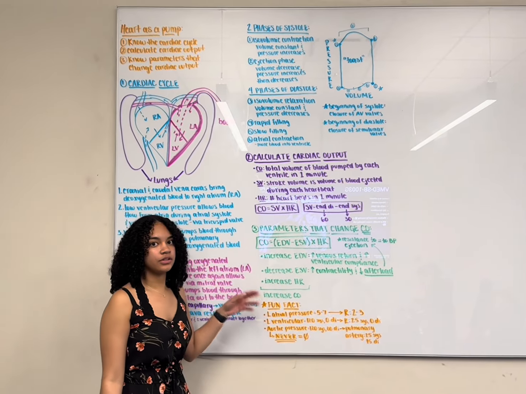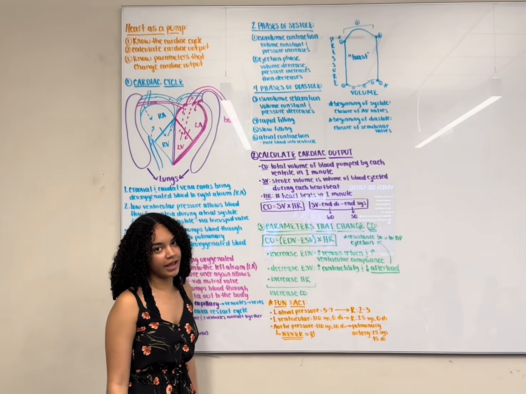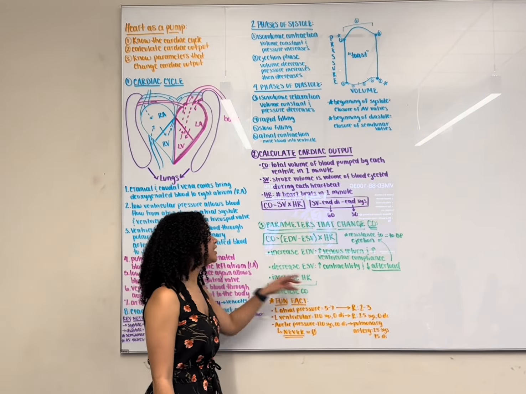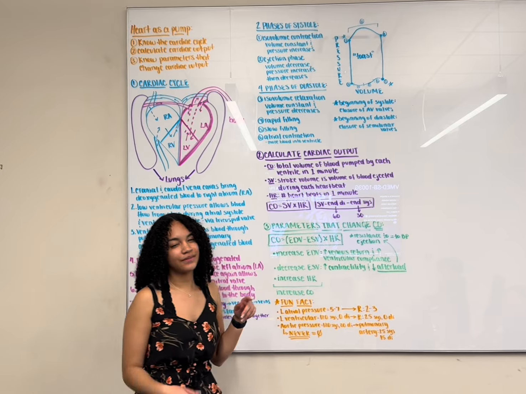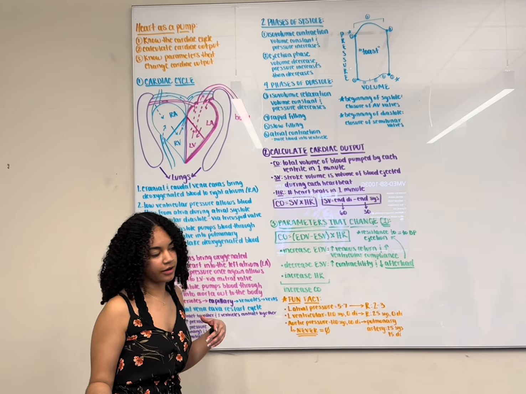Then obviously if you increase your heart rate, you're pumping more blood. So you're increasing your cardiac output as well. All of these things are going to increase cardiac output. That's what he focused on in class. You can imagine if you do the reverse of all of these things, then you would decrease cardiac output.